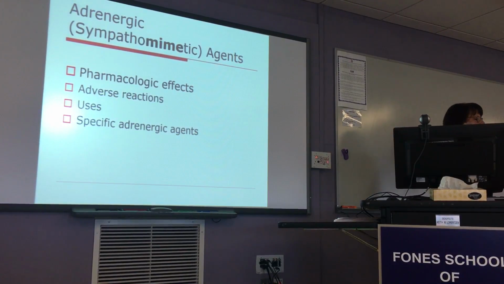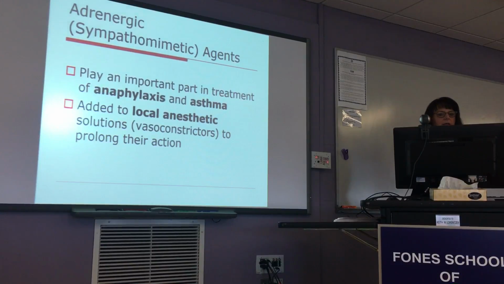What about the adrenergic sympathomimetic agents, okay? What are their effects, negative effects, all of that. The sympathomimetic agents are important, as we talked about, in asthma medication, okay? And also in treatment of anaphylaxis, anaphylaxis being what? Shock. Could happen from allergies, okay? It's an extreme allergic reaction. And also in asthma.